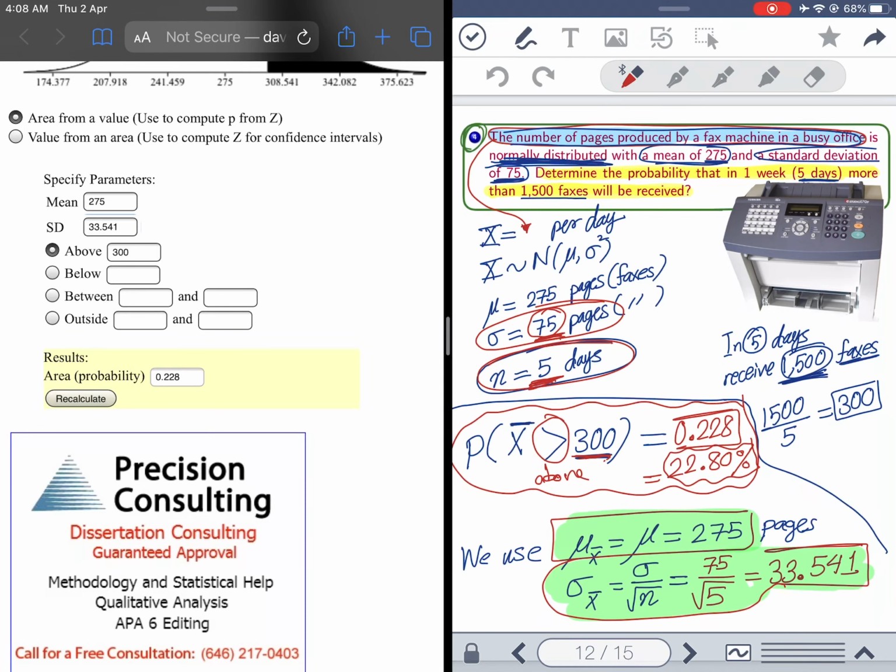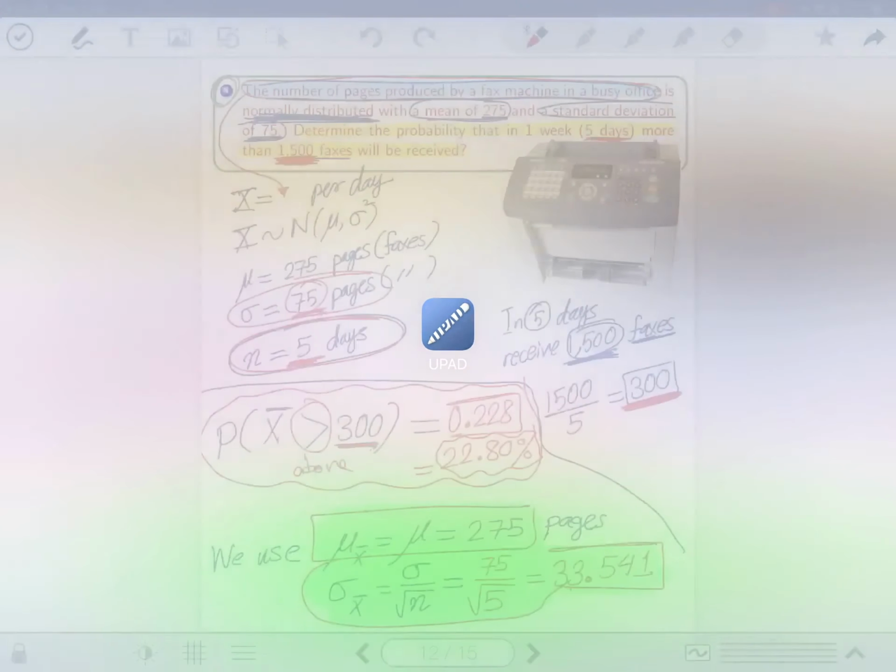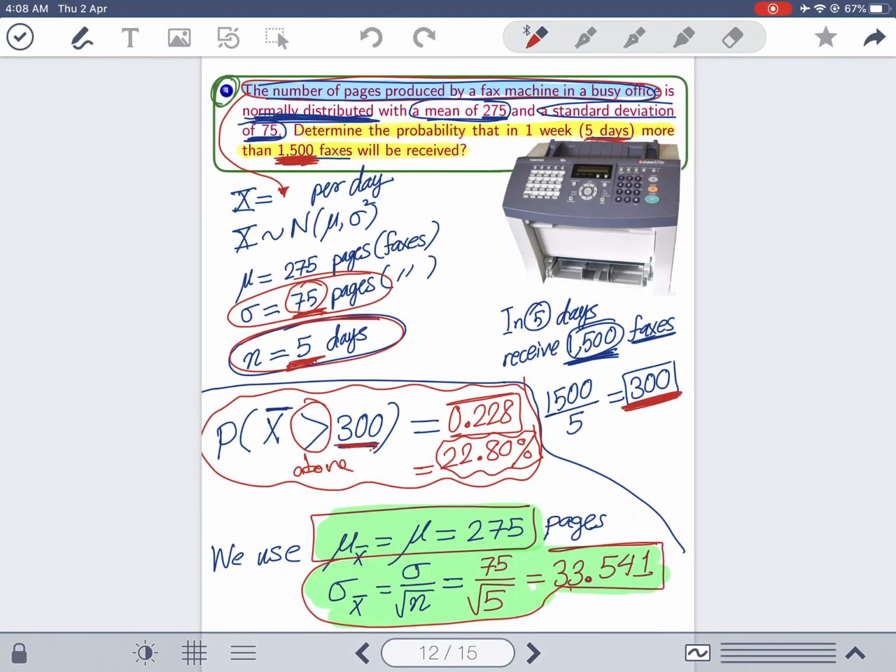Make sure, because if you put 1500, it will be wrong, because they want over the 5 days to receive 1500. So per day, it means that they want at least to receive 300. This way, in 5 days, they would receive at least 1500. Okay, so good. So we solved this question at the end.